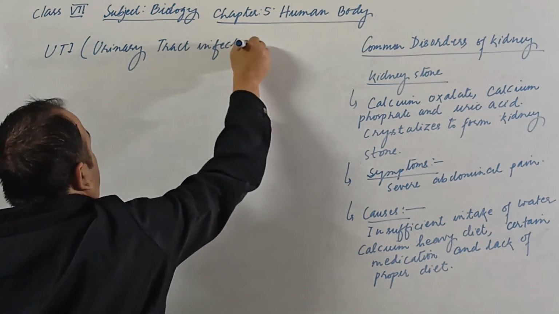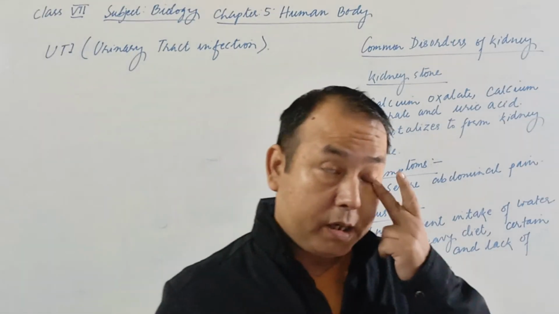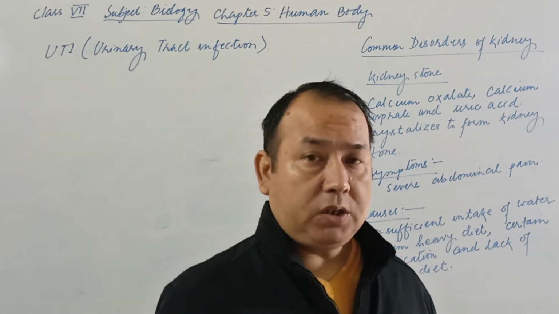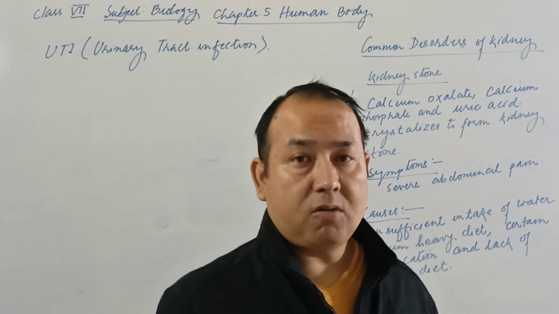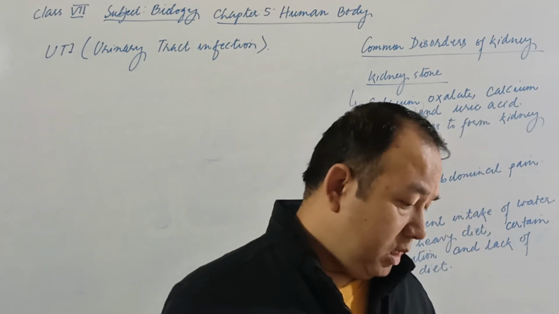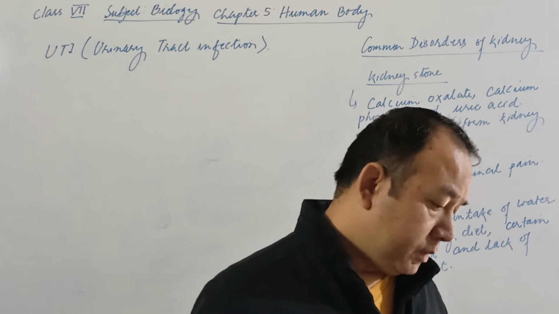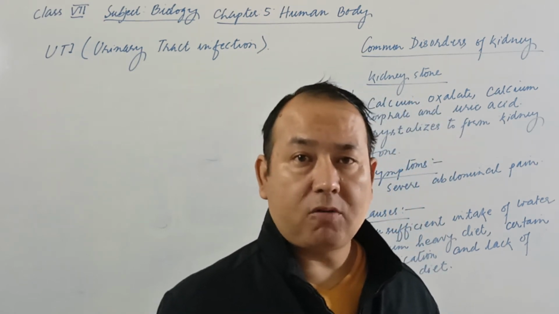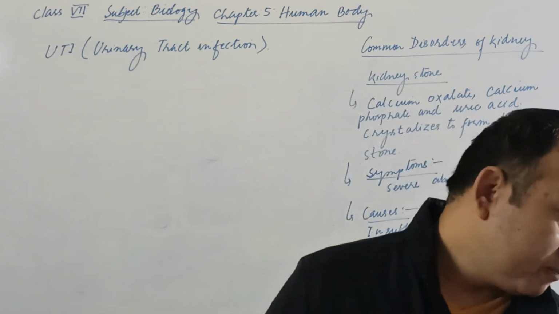By its name it is quite clear that sometimes the urinary tract may get infected, which we call urinary tract infection. This urinary tract infection is mainly caused by the bacteria called E. coli. These E. coli bacteria from the anus region sometimes go into the urinary tract and cause the infection, which we call urinary tract infection.